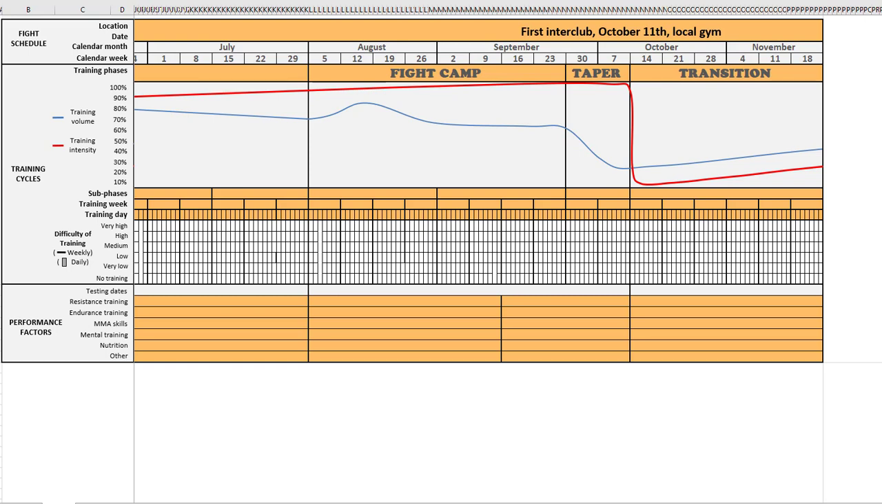Okay, for training intensity, place a red dot around the 100% mark at the end of the fight camp, then connect the red dots with a red line.